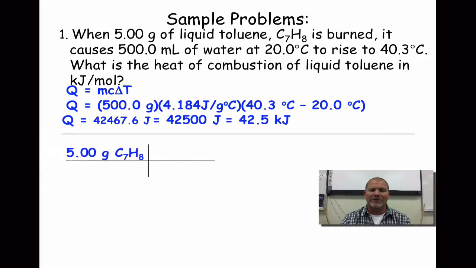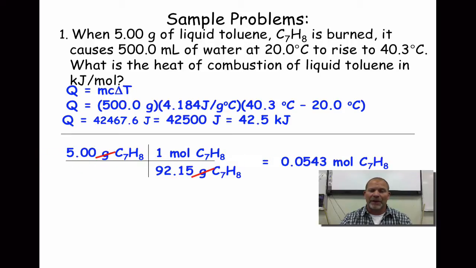Well, my amount, my problem is in grams, and I want it in moles. So I look at my liquid toluene, I add up 7 carbons and 8 hydrogens, and it weighs in at 92.15 grams for every 1 mole. And I put moles over grams, not grams over moles, for one reason only, so my grams can actually cancel out.